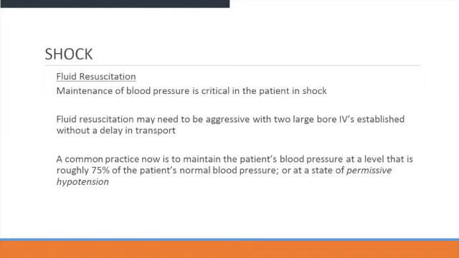So the most important thing with fluid resuscitation is going to be the maintenance of blood pressure, which is very critical in patients in shock. Fluid resuscitation may need to be aggressive, with 2 large bore IVs established without a delay in transport. A common practice now is to maintain a blood pressure of at least roughly 75% of the patient's normal blood pressure, or a state of permissive hypotension.